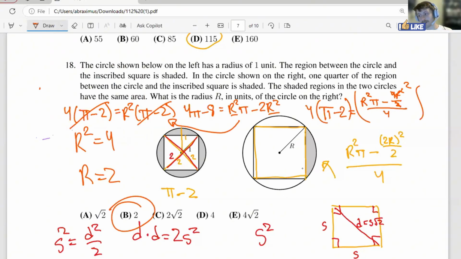I feel like I went through that very quickly and not necessarily in order. Is anyone confused about question 18? MC Ryan, do you want to ask a question?